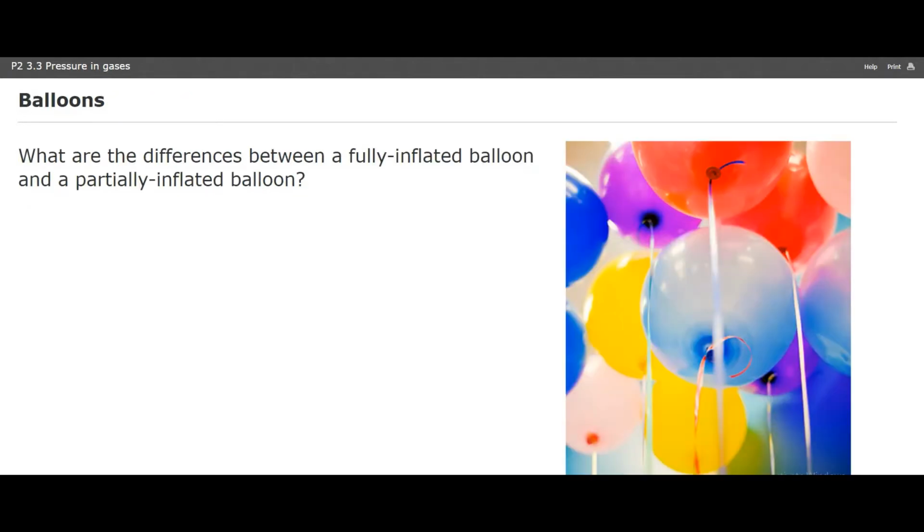Okay, so a balloon. What are the differences between a fully inflated balloon and a partially inflated balloon? Now, to demonstrate this, the video will cut to me looking at a partially inflated balloon and a fully inflated balloon. So we'll move on to that now and come back to this after that.